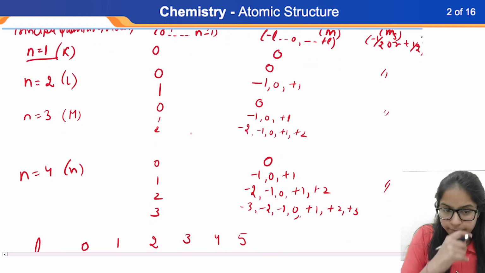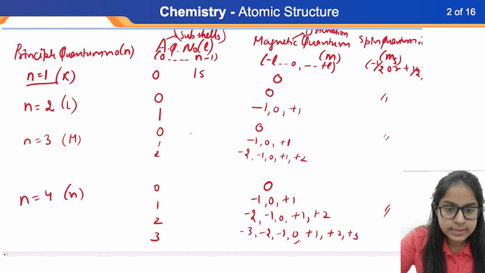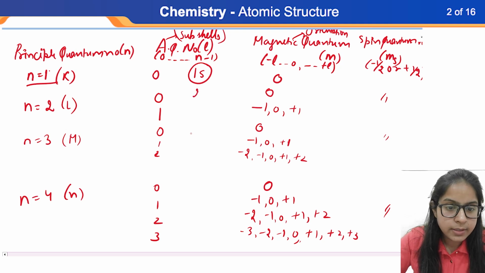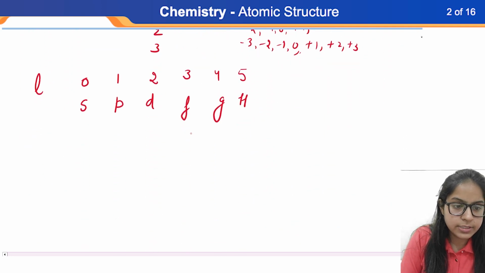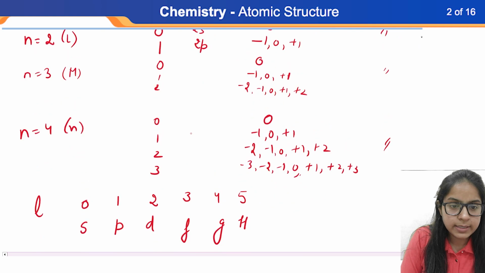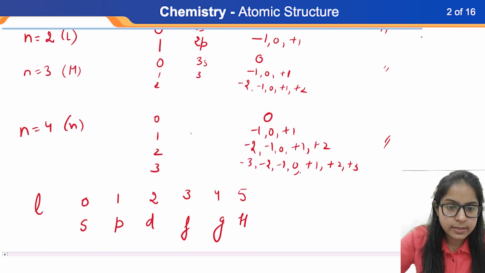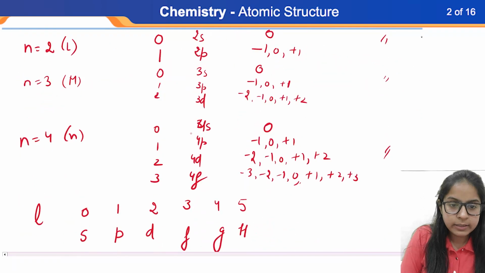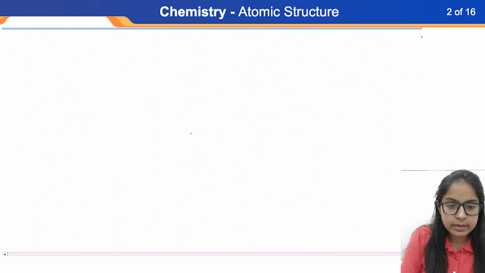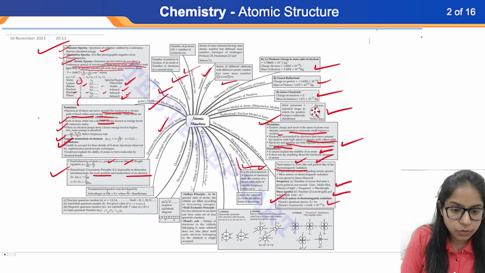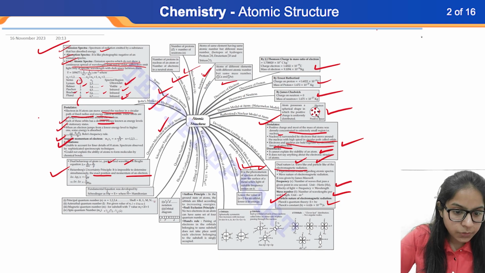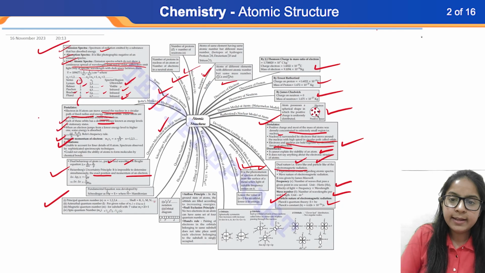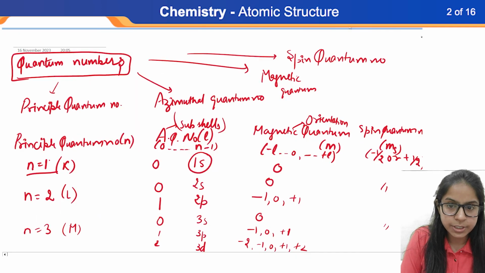So for this we can say this is 1s, because 1 is the principal quantum number and s is for the azimuthal quantum number. This is 2s, this is 2p, because for l equal to 0 it's s and for l equal to 1 it's p. Then 3s, 3p, 3d, and 4s, 4p, 4d and 4f. I hope you can understand how we use the principal quantum number. After this we are going to talk about the electronic configuration. Okay, so I have explained these to you. Now I'll explain the electronic configuration.